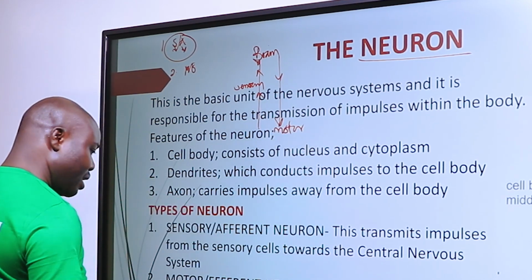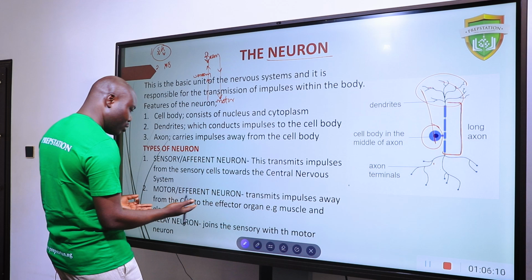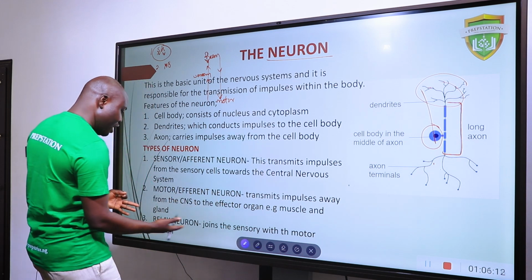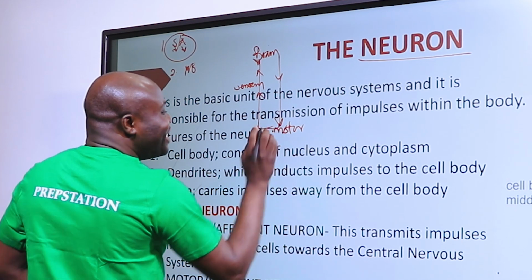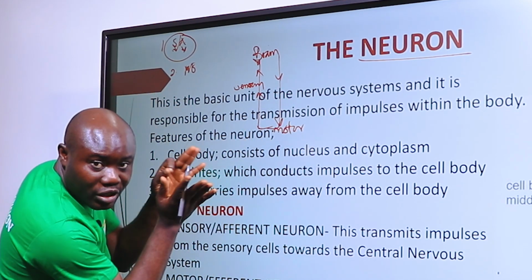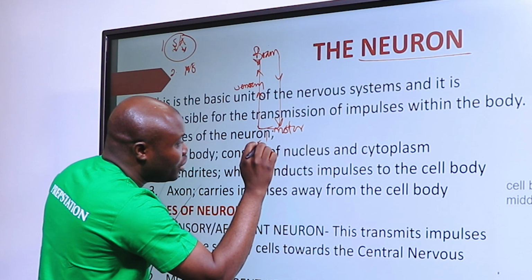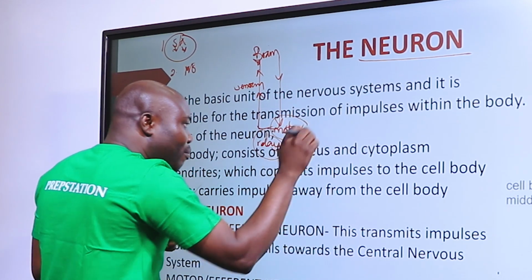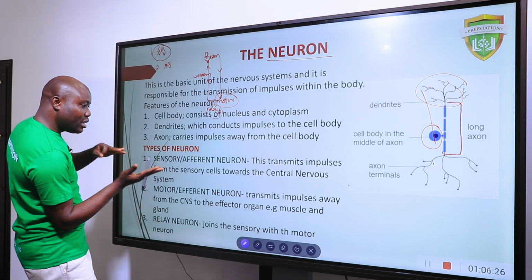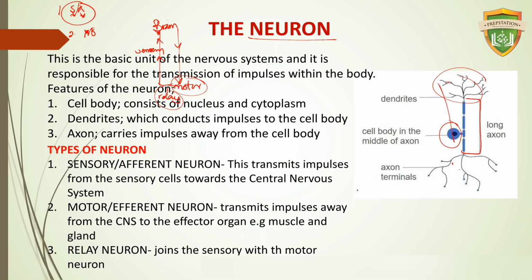Then there is the next one. It is called the relay neuron. This relay neuron now connects these two. So it is the link between the sensory neuron and the motor neuron. So this is the relay here. I'm going to explain what this one does. Now, let's dwell more on this motor neuron. It transmits impulses away from the CNS to the effector.